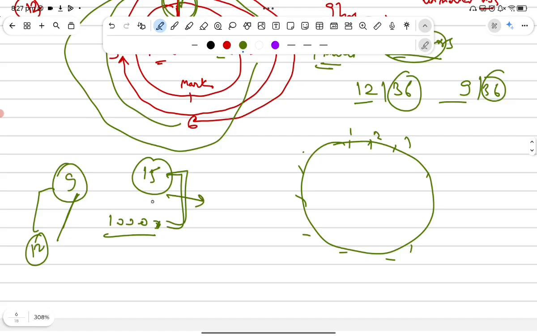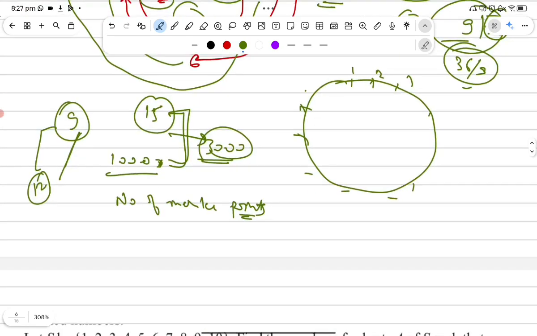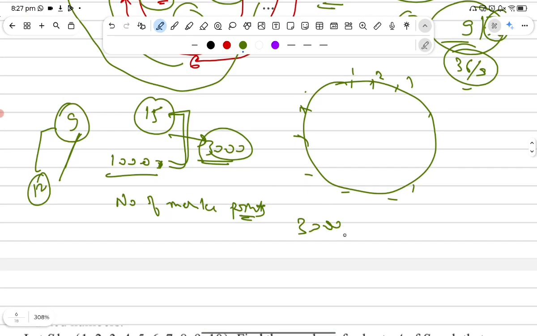The LCM will come out to be 3000, right? Now, the number of marked points, in this case, that was 4, right? You basically stopped at every 9 gap, so you basically divided 36 by 9. That is exactly what we'll do here. So 3000 by 15, that's 200. So you will stop at 200 such points.